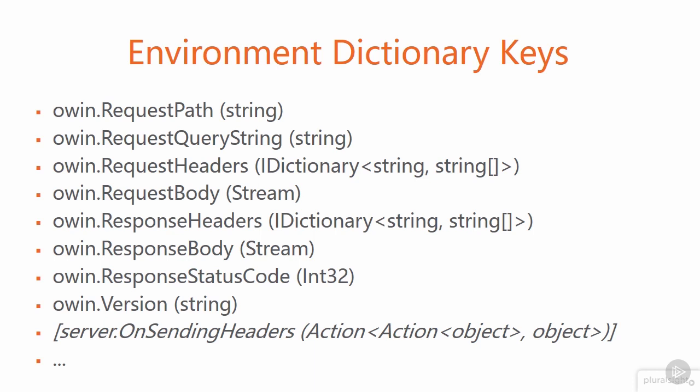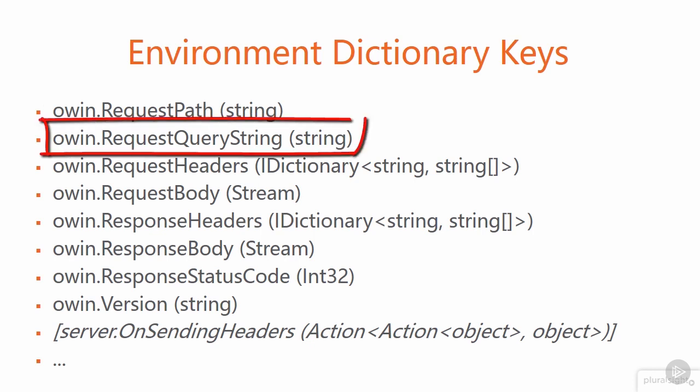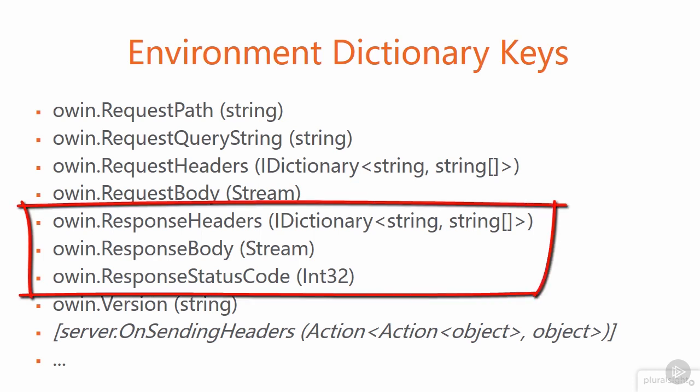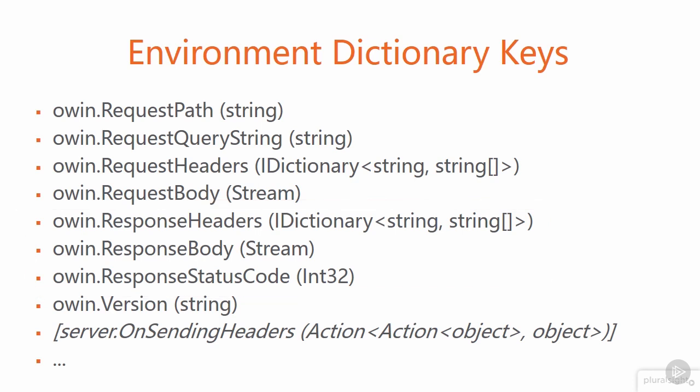The dictionary keys themselves are pretty self-explanatory. For example, the OWIN.request path contains the requested path, and the OWIN.request query string contains the query string for the request. And any key beginning with OWIN.response has to do with the response going back to the client. So OWIN.response headers, OWIN.response body, and OWIN.response status code are all things that will be sent back to the client when the processing is complete.